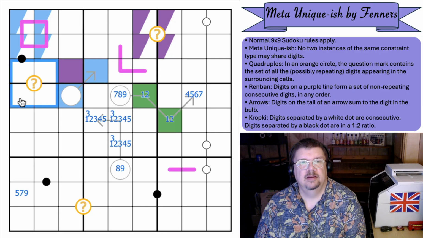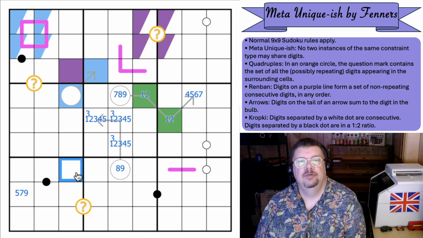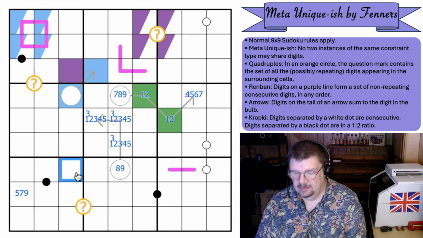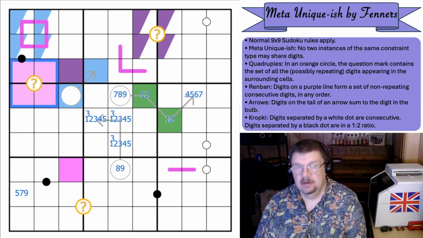And I think I can do the same down here. One of those is going to be repeated. Whichever one it is can't go there because of the quadruple, so it must go there. So let's give that pink. We will put pink in one of those 4.